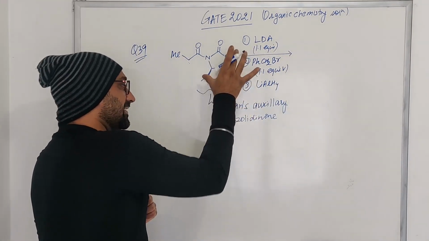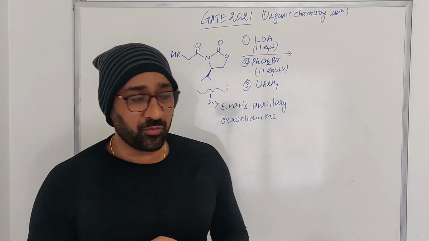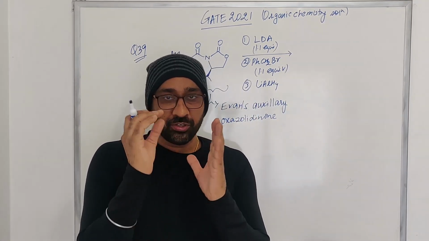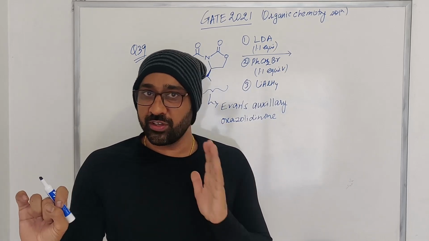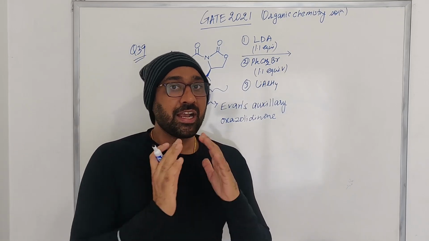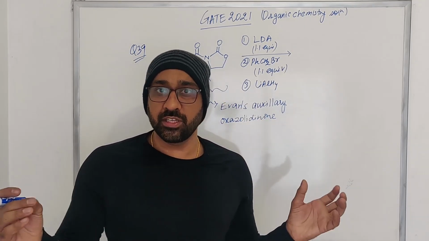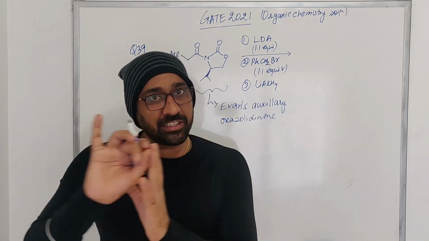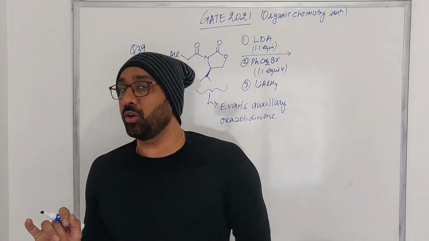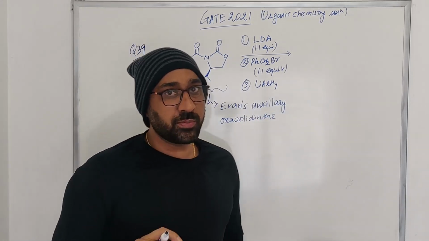Now, why is this called an auxiliary? There are 2 or 3 terms that you should be aware of. An auxiliary is something that you introduce in a molecule and get rid of later on. And there is one more thing, which is called the chiral pool approach. Chiral pool approach means you start from a chiral molecule, let us suppose an amino acid, and carry that stereochemistry throughout the molecule. You do not get rid of it. So these are the 2 terms that you must be aware of.